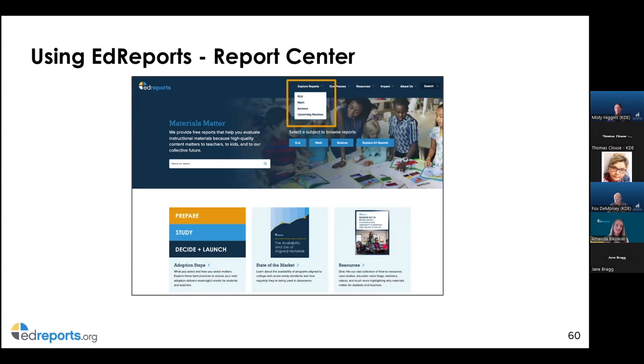And you can always check back to see if a program that you're maybe a district is considering is on that list. To access the reports from our report center, you can visit our website again at edreports.org. Once you have clicked on Explore Reports, then you can navigate to the science section. Click on that, and then you'll be able to read our science reports of all of those programs that have been reviewed and those reports that have been republished.